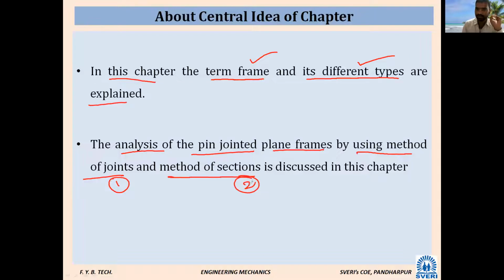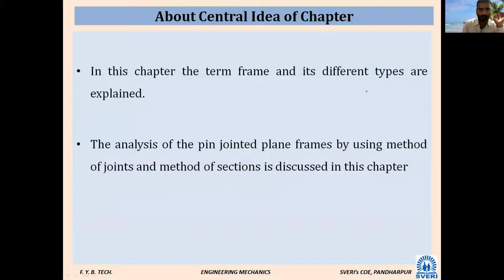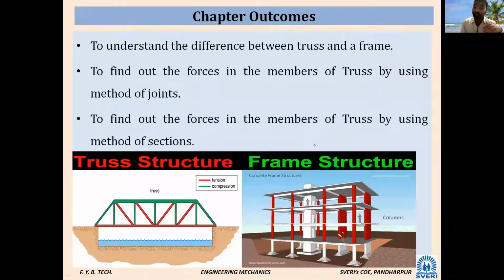These two methods are there in the syllabus. By using these two methods, we can find out all the member forces. After completing this chapter, the students will be able to find out the outcomes.